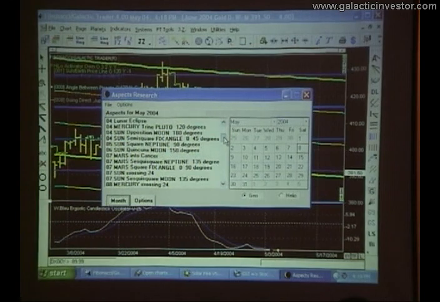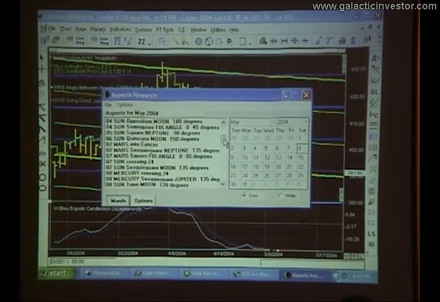Then you look at other aspects or ingresses for other potential turning points. These are warning signs when we could get short-term reversals. Okay? So we have a Sun square Neptune on the 5th. We have Mars entering Cancer on Friday, the 7th.